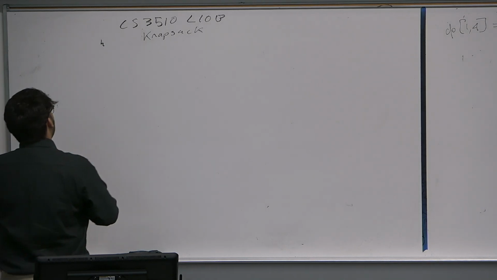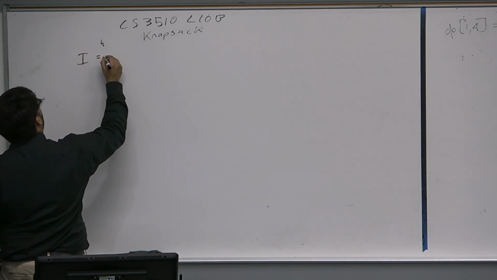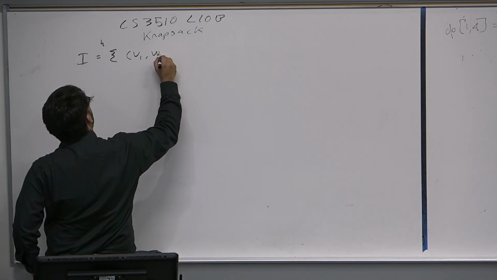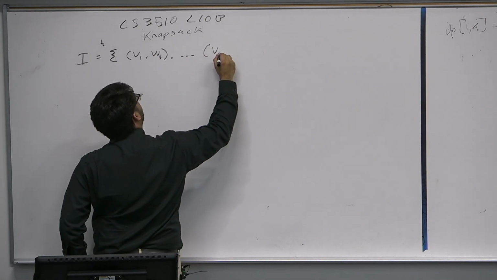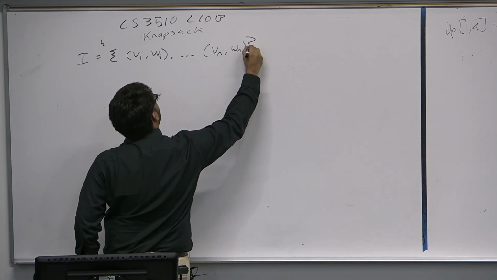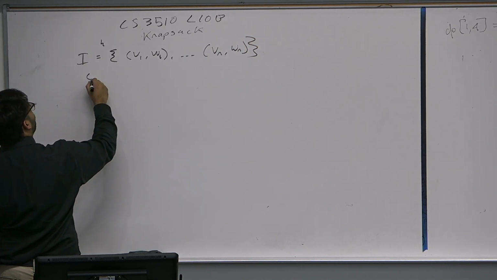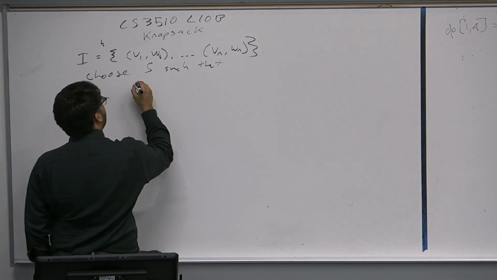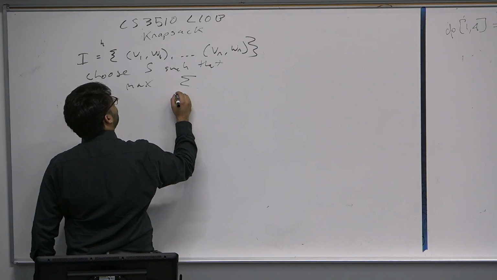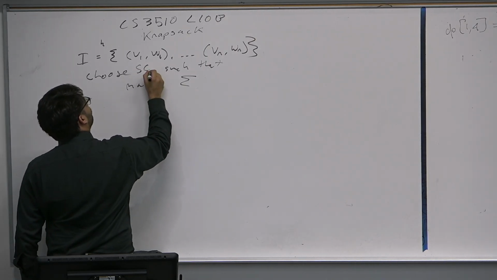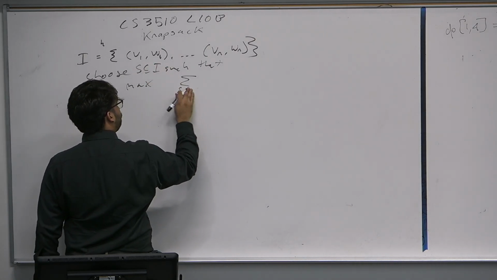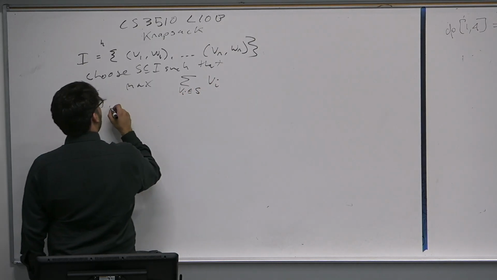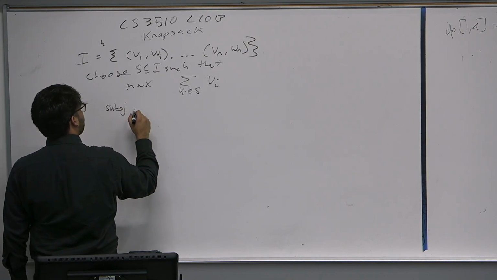What is the problem instance? You're given a set of items which are encoded as pairs of values and weights. So you have such items, and you want to choose S such that you maximize the amount that you steal, but you want to make sure you don't exceed capacity.